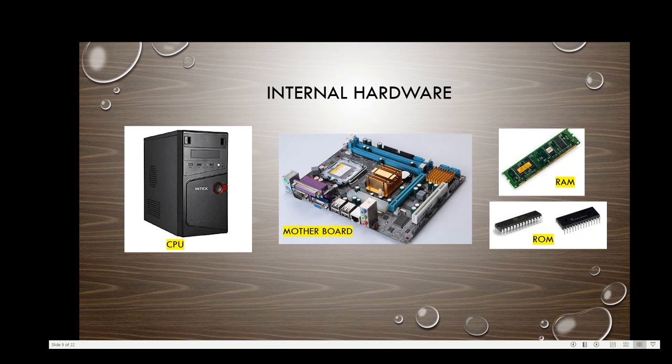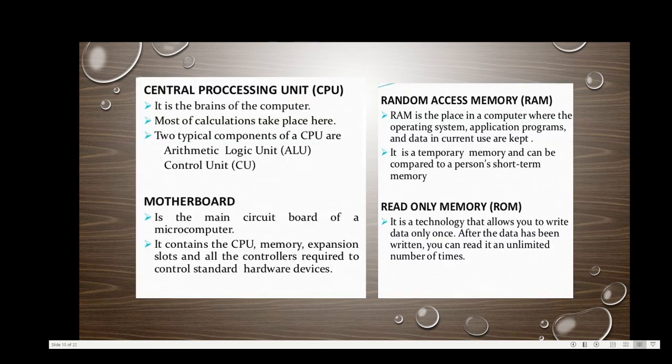You have learned all these things in your school classes, I'm quite sure, but still, as I said, just to brush up things. CPU is the central processing unit. It is known as the brain of the computer, and almost all the calculations take place at this particular part. It has two logical components, the arithmetic logic unit or ALU and the control unit, that is CU.